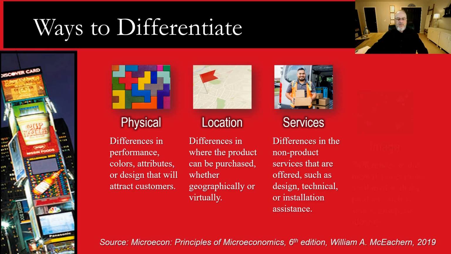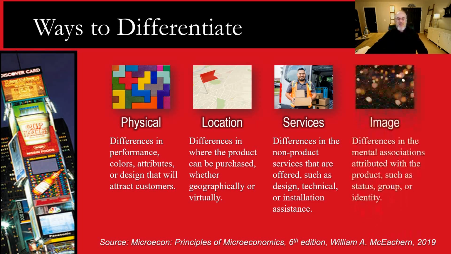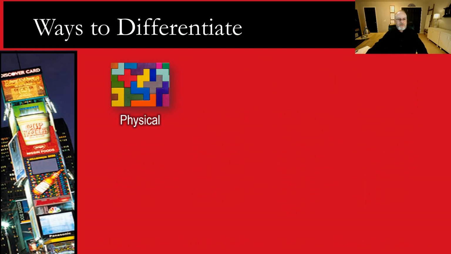And then image. Image: differences in the mental associations customers place on your product. What they think of when they see it. Do they think of a luxury item, a status item? Does this make them cool? Does this make them smart to their friends and co-workers? That would be image. Now let me give you some examples here, just one example for each.